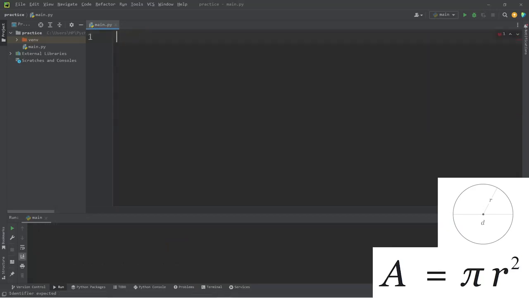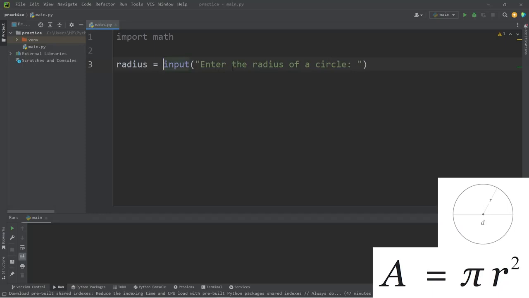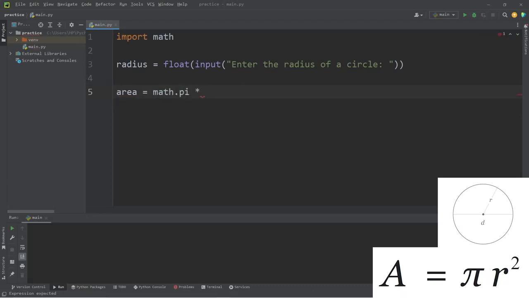For this next exercise, let's calculate the area of a circle. We'll import the math module. We'll ask for a radius, much like before. Radius equals input. Enter the radius of a circle. We'll cast our input as a floating point number. The equation for the area of a circle is pi times radius squared. We could easily use the built-in power function to raise our radius to the power of 2.